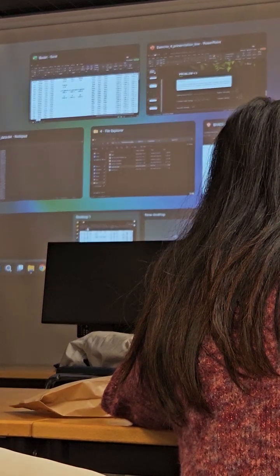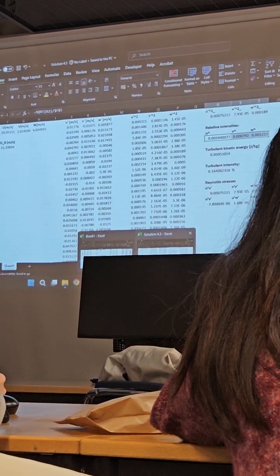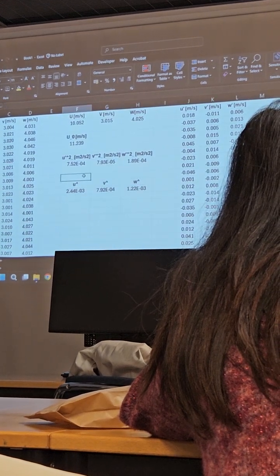Now let me check. I have the solution files. Let me check that these are correct or I've made some mistakes before. Okay, so these are good. So then also right here, these are the relative intensities.